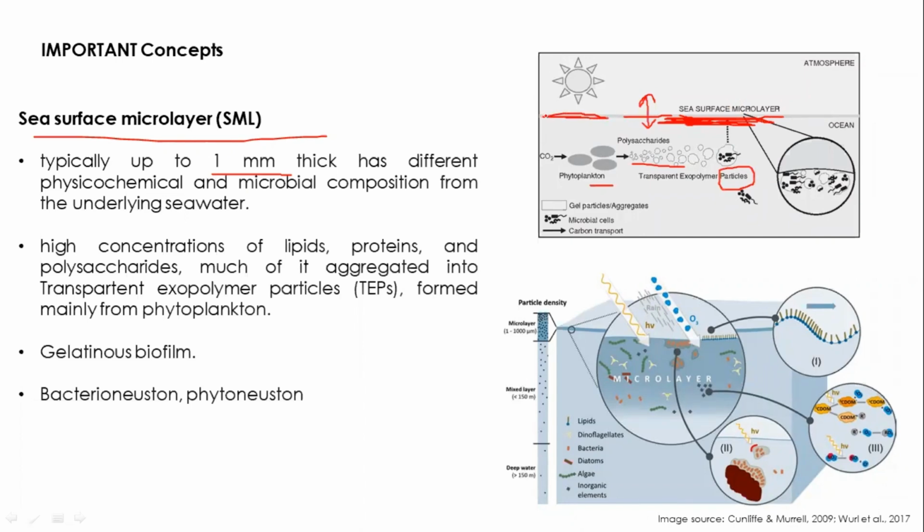Okay, so that is called a sea surface microlayer, and you can understand it as a kind of microhabitat, because a very distinct class of microorganisms live in that particular microlayer, because it is rich with the exopolymer particles, which are rich in polysaccharides. You can also think of it as a gelatinous biofilm on the surface of the sea, right?